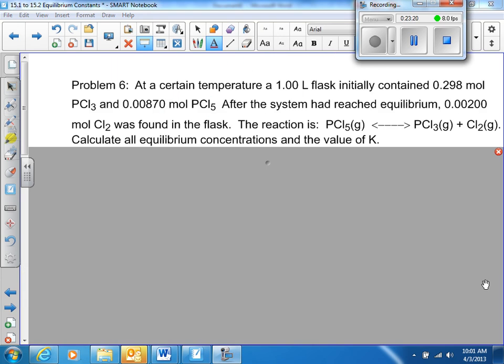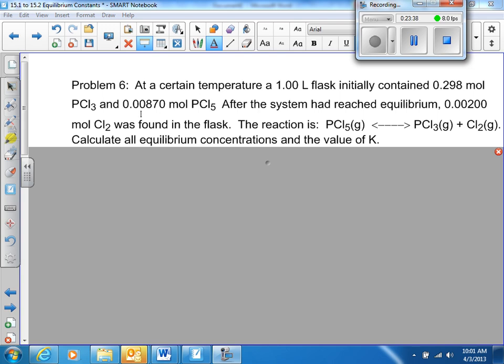Okay, we got 2 more problems to go. Problem 6, important pieces here, certain temperature. Make sure when you do equilibrium, we always have to do concentration. So if we're given moles and liters, we have to calculate molarity, but it's easy, it's 1 liter, so moles and molarity are the same.